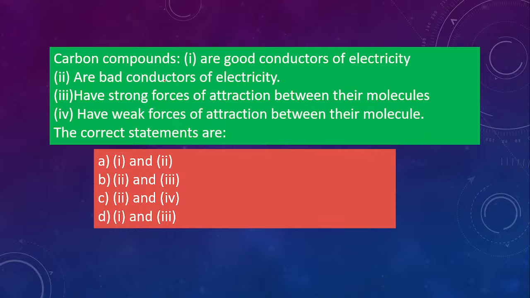Number two, are bad conductors of electricity. Number three, have strong forces of attraction between the molecules. Number four, have weak forces of attraction between their molecules. The correct statements are A, B, C or D. 1 and 2, 2 and 3, 3 and 4, 2 and 4 and 1 and 3.